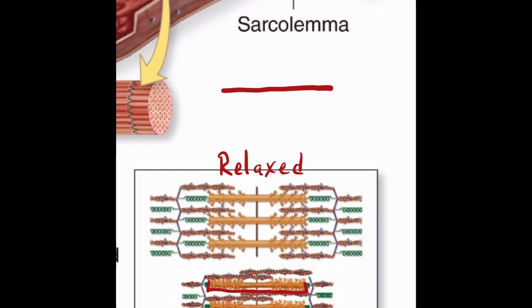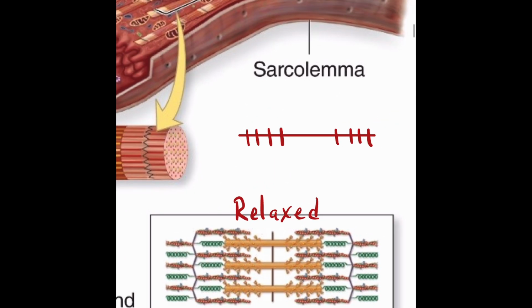So myosin essentially is a line like this, and it has these cross bridges. So these things are called cross bridges, right? And this is essentially what it looks like. These would be the thick filaments. And then we have our thin filaments, which will look like this. And this is at a relaxed state.